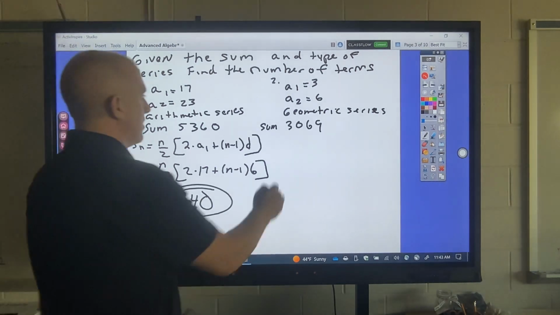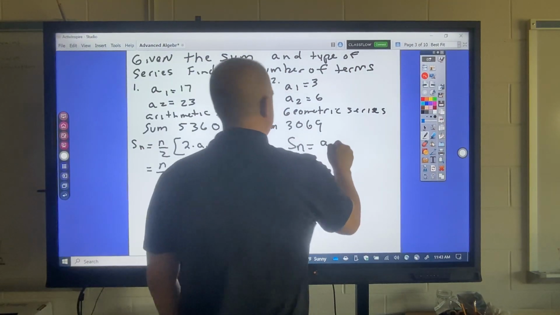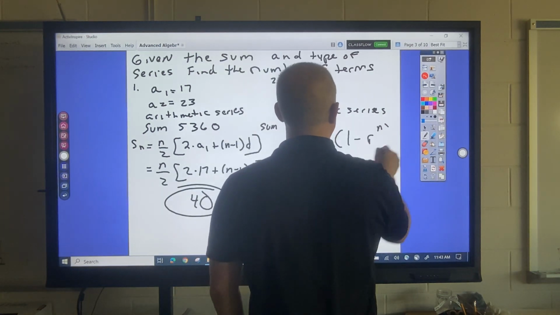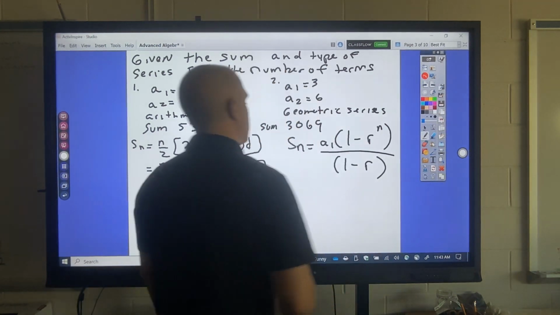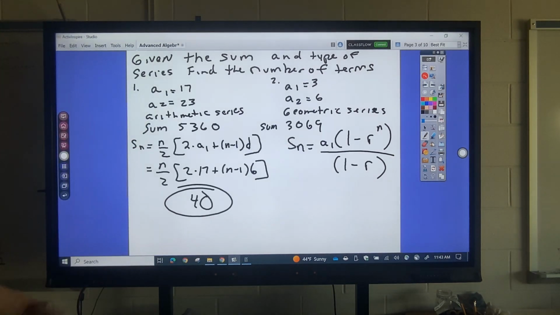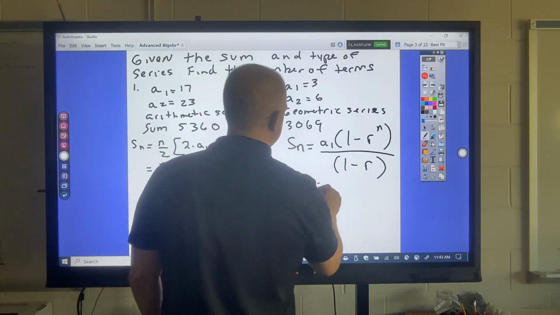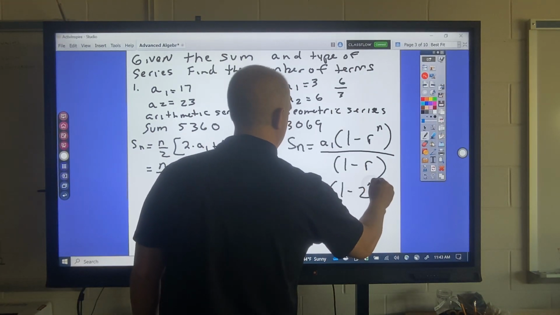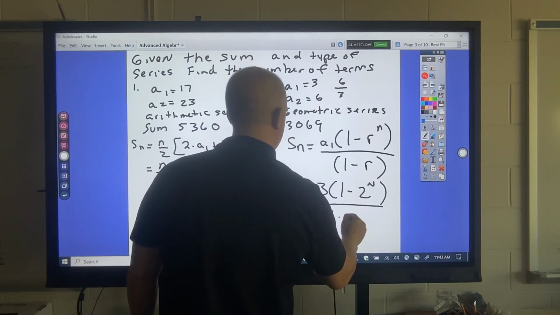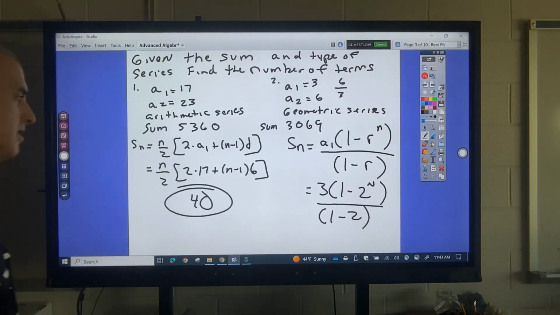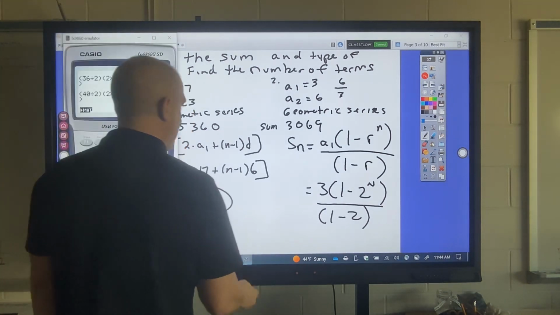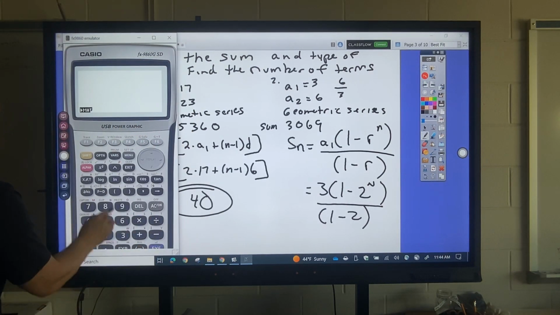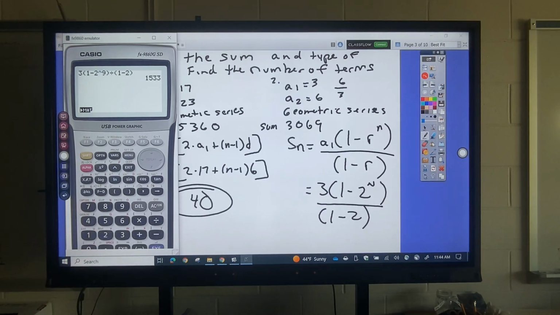Okay, geometric. That sum formula looks like this. Since it's geometric, I know the 6 divided by 3 would be 2. So 1 minus 2, and I'm trying to get 3,069. Same deal. 1 minus 2 to the 9th, let's say, divided by 1 minus 2, a little easier formula.